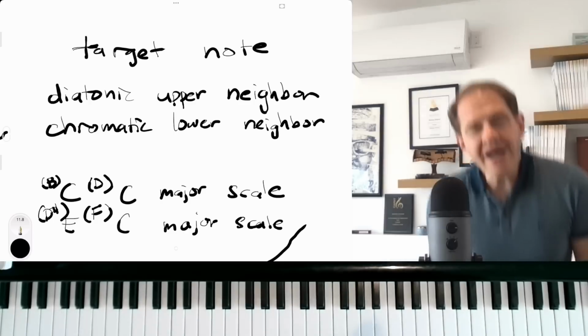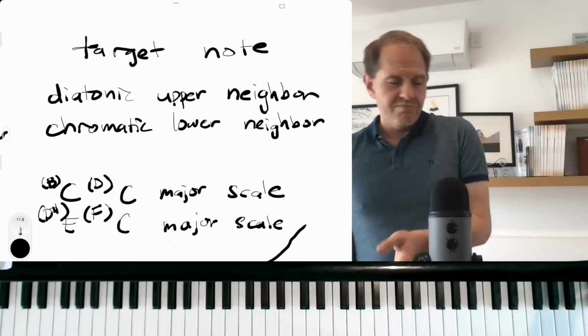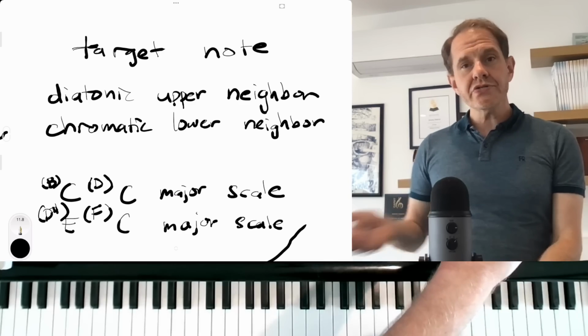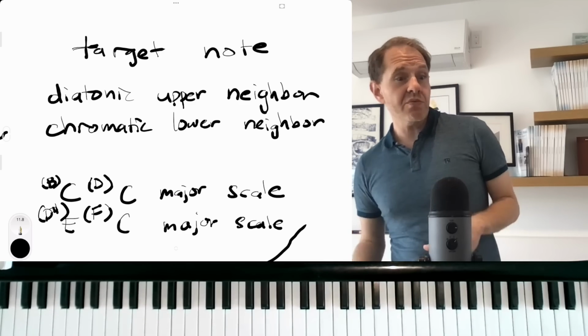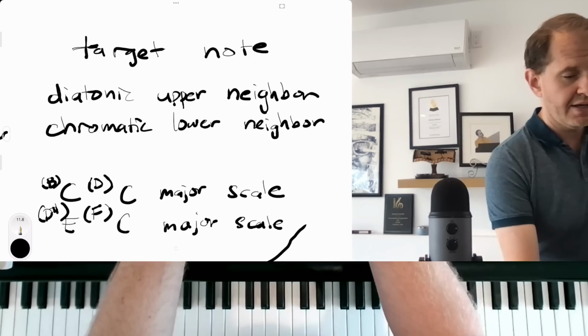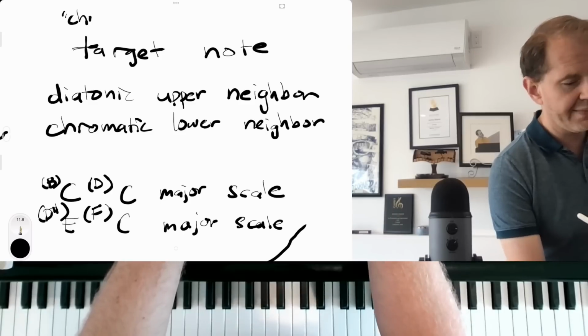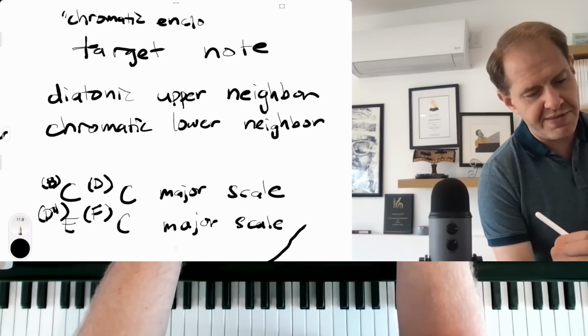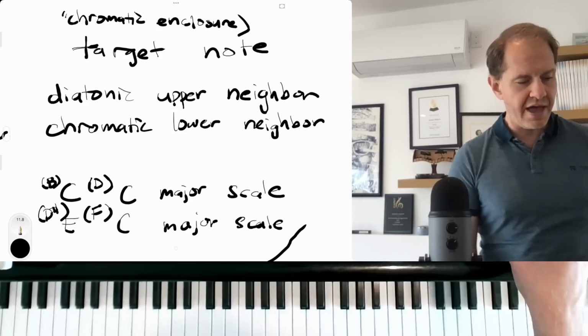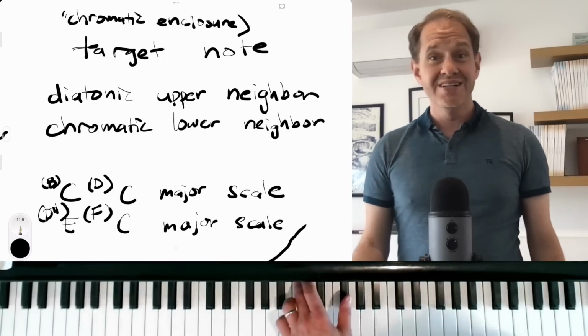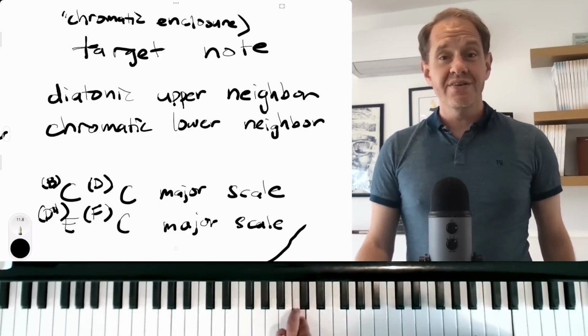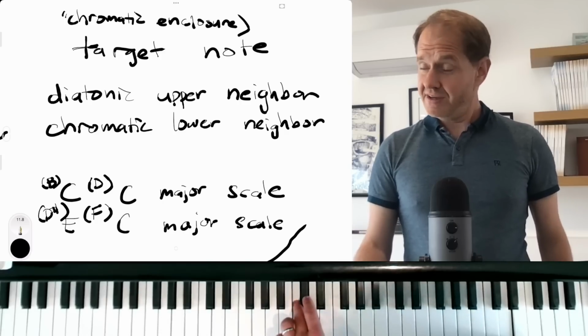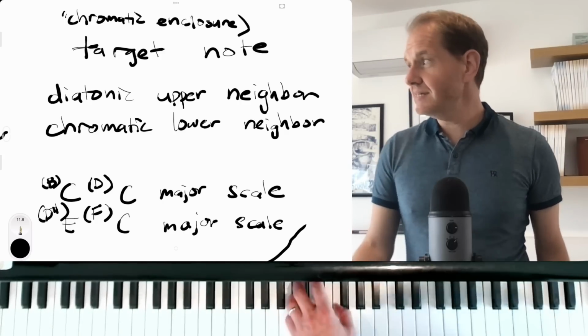Now, you might ask, you're calling these elegant enclosures. Are there other types of enclosures? Well, the main other type of enclosure that we use is called a chromatic enclosure. Not talking about that today, but it's a fantastic thing to know about. That just simply means that we're choosing half steps above and below our target note. So if we are using C, we're going to go D flat, B, C.